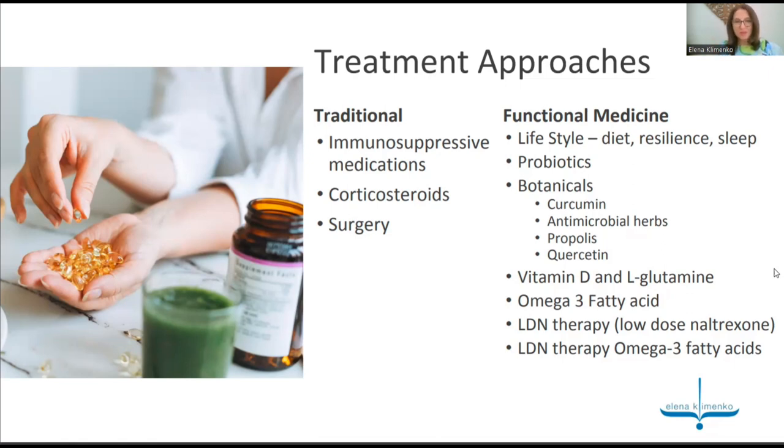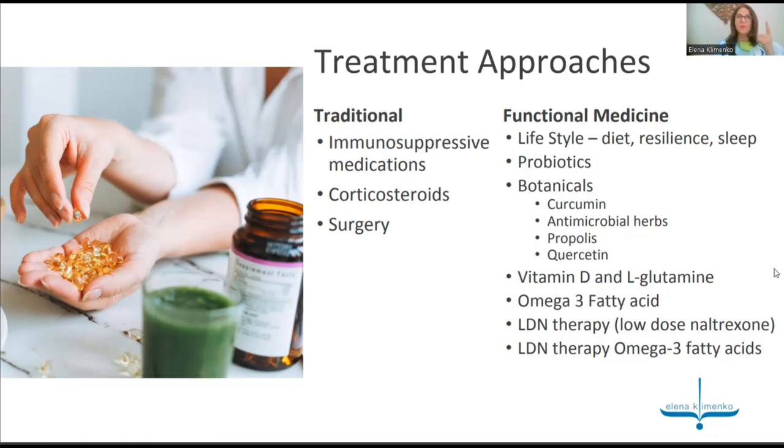Sometimes we use botanicals like curcumin or some antimicrobial herbs, propolis, the byproduct of bee production, quercetin, and of course vitamin D, L-glutamine, amino acids that actually repair the gut lining, omega-3 fatty acids, and low-dose naltrexone, which is a pharmaceutical, but it's a tiny little dose of LDN that actually has a great immunomodulating activity. And we learn more and more about LDN. I'm actually going to a conference next weekend.